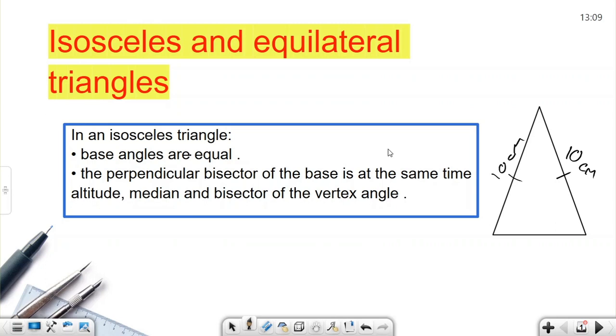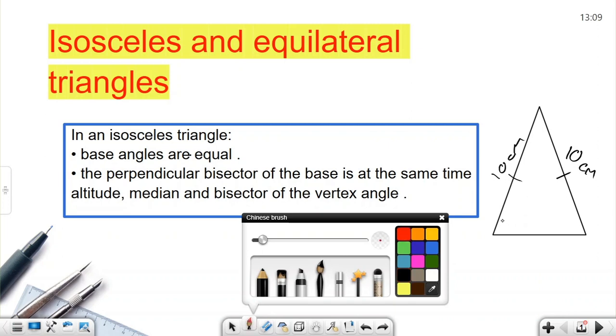Let's talk about isosceles and equilateral triangles. The definition is already given in 7th grade, types of triangles topic. When you hear the word isosceles triangle, you need to know two sides are congruent. If the left side is 10 cm, the right side must be 10 cm either.